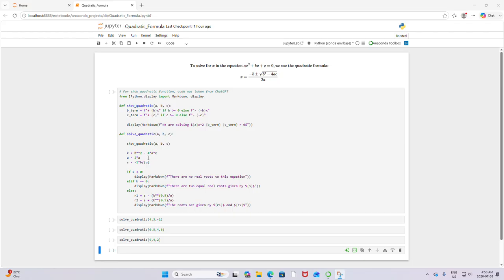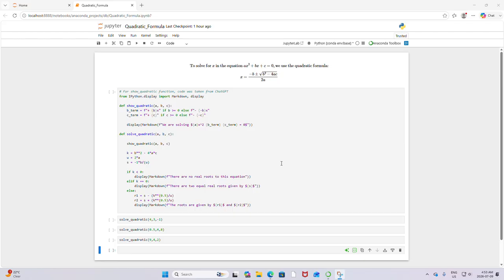And I've also assigned u to be 2a, so that's the denominator here, and s is going to be minus 1 times b over u. That will be helpful, especially in the case where this b squared minus 4ac is 0, because then the solution will just be minus b over 2a, because this square root, it'll be plus or minus 0. So I'm just using the if, elif, and else statements here.